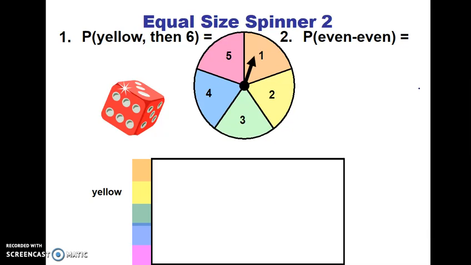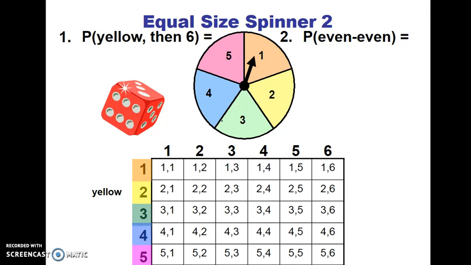And on the left, put all the things you can get on the spinner, because you're going to spin the spinner first. And on the top, all the things you can get on the die. Notice how this time it goes out to 6, because there are 6 numbers on the die. In the center, I'm going to write all the possible outcomes. So for example, this right here, 4, 3 represents getting 4 on the spinner and 3 on the die, or getting blue on the spinner and 3 on the die, depending on how I look at it.